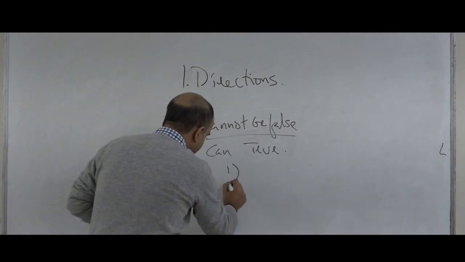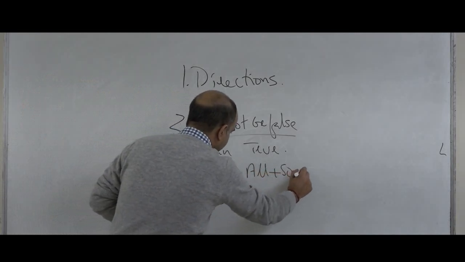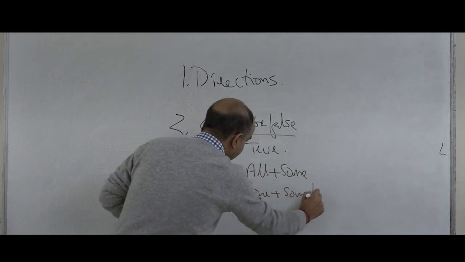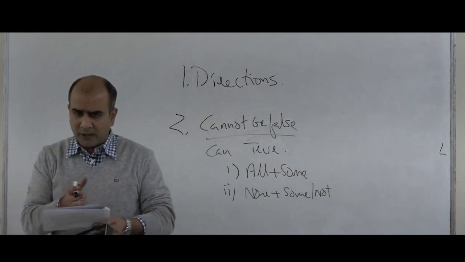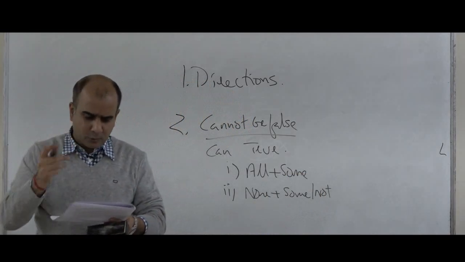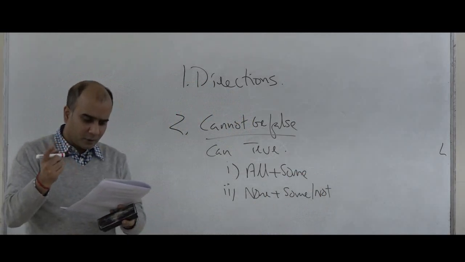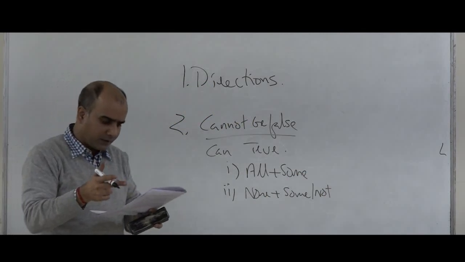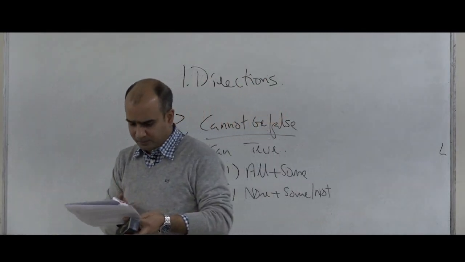When we say that they cannot be false but they can be true, what does that mean? That two combinations will be considered: all with some, and none with some are not. Very simple, very straightforward question. There is no need to make a Venn diagram. I go straight to question number 41. In question number 41, all and some give me 1 and 2. No and some are not give me 3 and 4. 1 and 2, 3 and 4 both are mentioned. Answer for question number 41, D for Delhi.